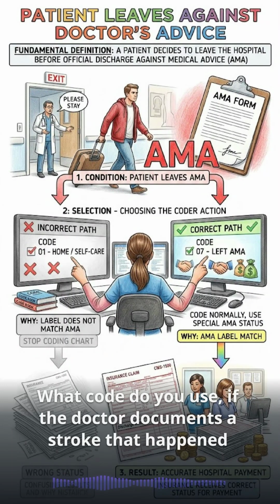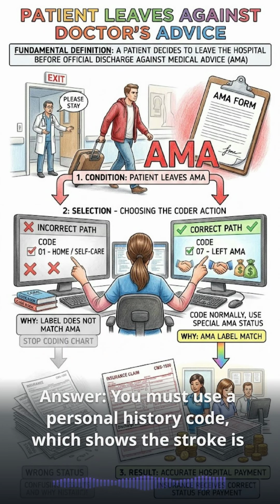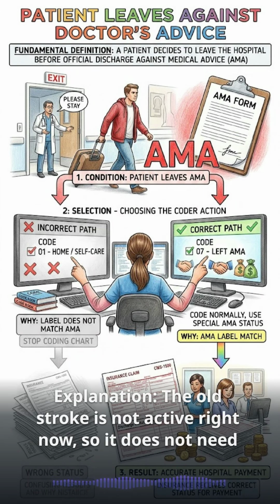43. What code do you use if the doctor documents a stroke that happened years ago? You must use a personal history code, which shows the stroke is old and gone. The old stroke is not active right now, so it does not need active treatment.